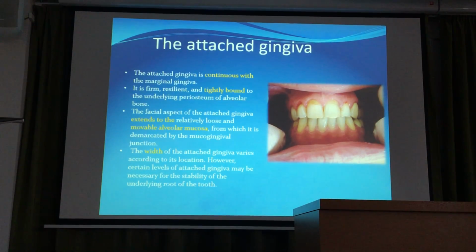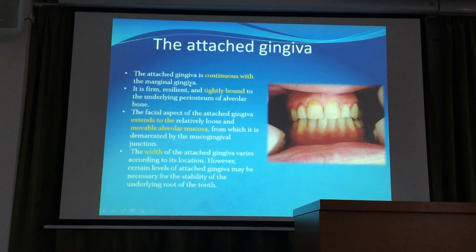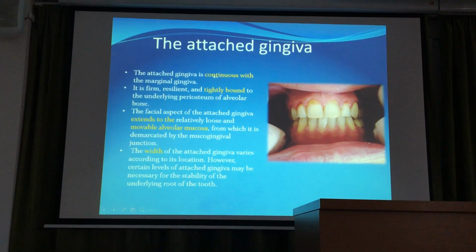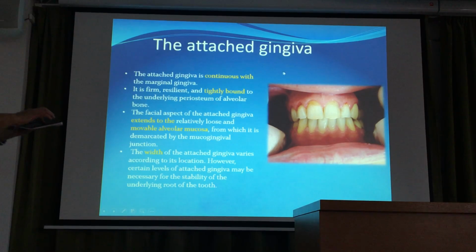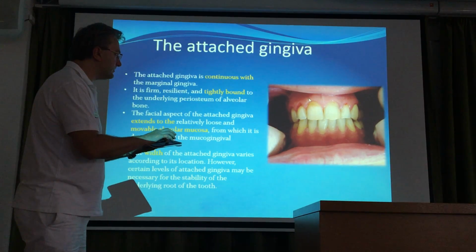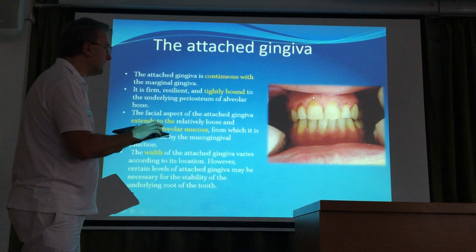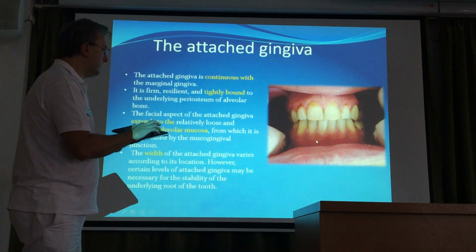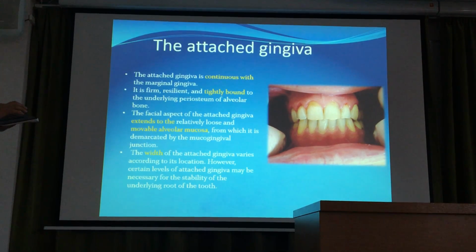Let's see again the attached gingiva. What does it mean, the attached gingiva? The attached gingiva is continuous with the marginal gingiva. There's no direct border. So in a clinical picture, this is the free gingiva, okay, here, and here's the attached gingiva. There's no border between them. The border is just with the movable mucosa, with the mucogingival line, of course.